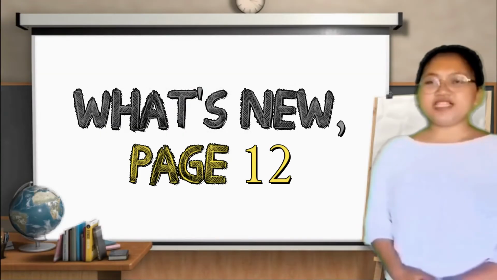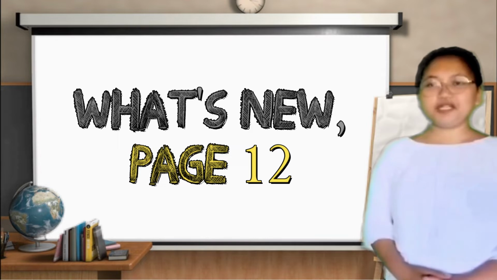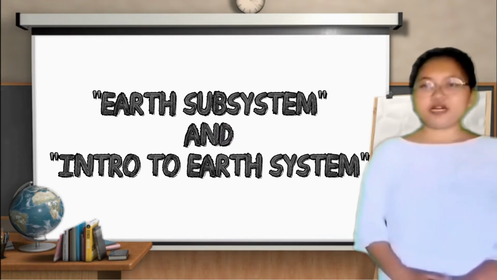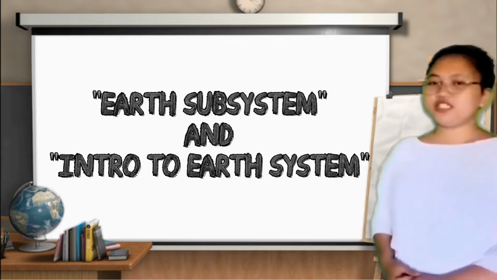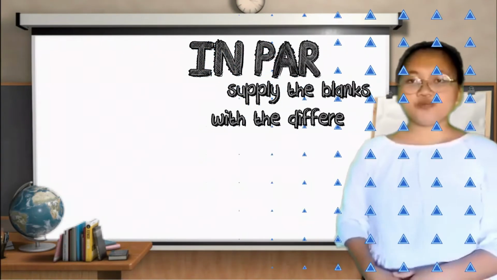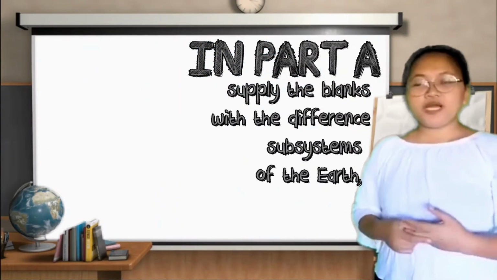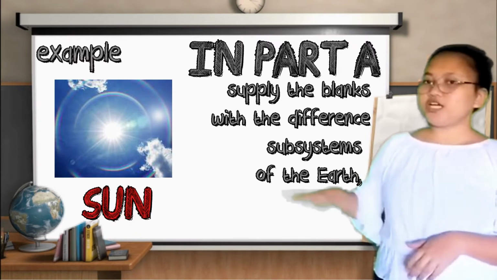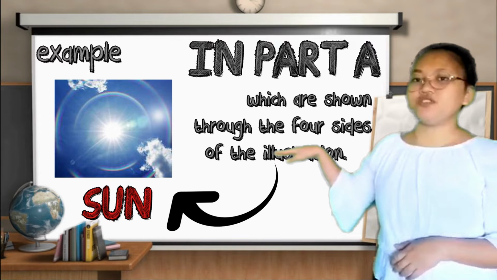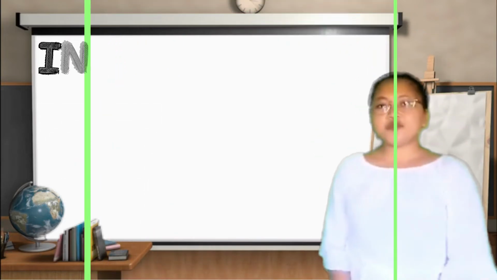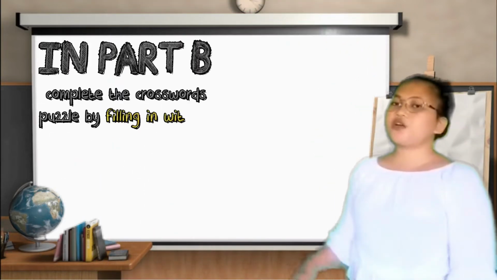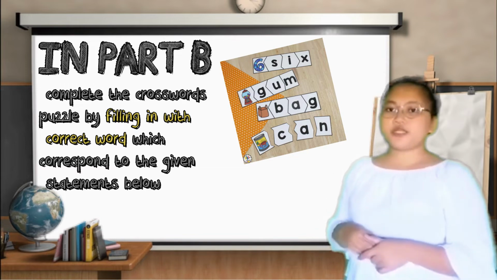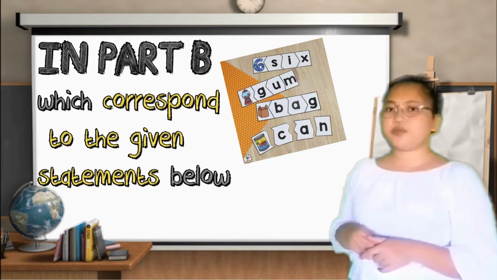For your first task, let's try to answer this activity on What's New. Page 12 entitled Earth Subsystems and Intro to Earth Systems. For the first part of your activity, supply the blanks with the different subsystems of the Earth, which are shown through the 4 sides of the illustrations. For the second part, all you have to do is complete the crossword puzzle by filling in the correct words, which correspond to the given statements below.